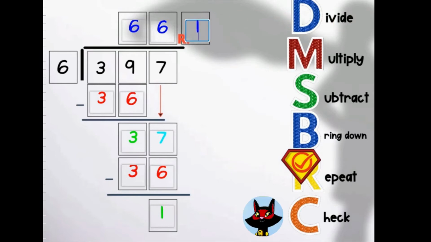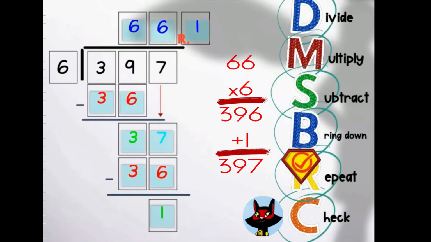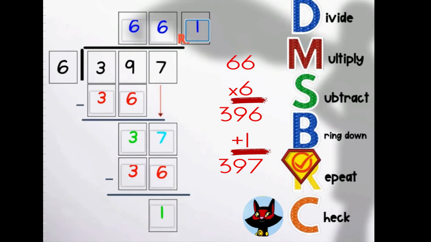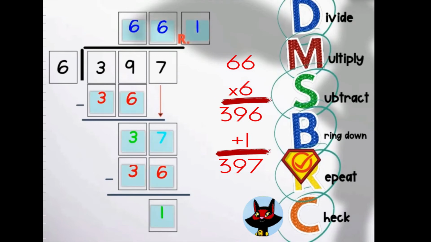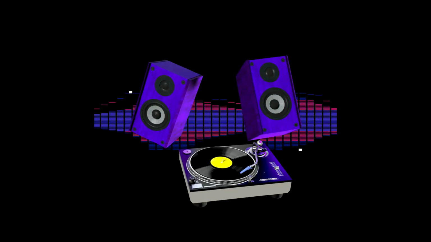You are not done with a problem until you check your work. You must multiply the answer by the divisor to see if you get what you started with. 66 times 6 is 396. If you add back the remainder, you get 397, which is what you started with.